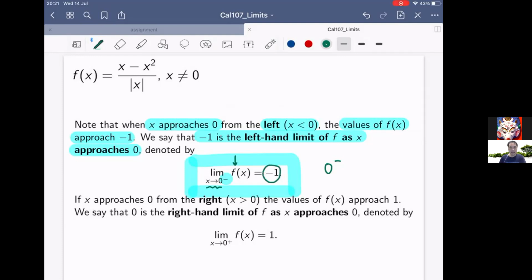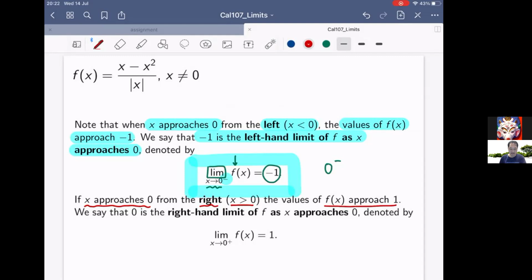So keep in mind that your function value can never be -1, but it just goes close to it. This word limit is just saying that the function value goes close to -1 as your x goes close to 0 from the left. On the other hand, if your x approaches 0 from the right, which is where x is greater than 0, you can see from the table again that the value of your f of x approaches 1.